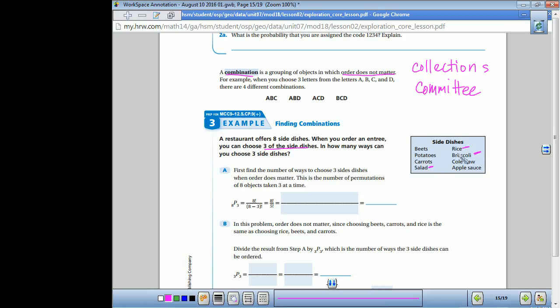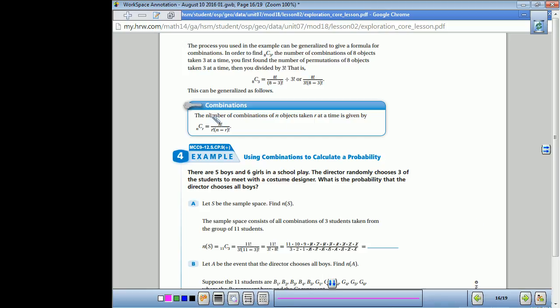So when they put that on my plate, it doesn't matter if they put rice first, then broccoli, then salad, or if they put salad first, then broccoli, then rice. When I go sit down, all three are there. So the order that they put them on the plate does not matter. And when order doesn't matter, it's a combination. And when we have a combination, it changes our formula, because rice, broccoli, salad is no different than salad, broccoli, rice. So if we use the same formula, we would be counting that as two different things, but it's not. It's one plate.